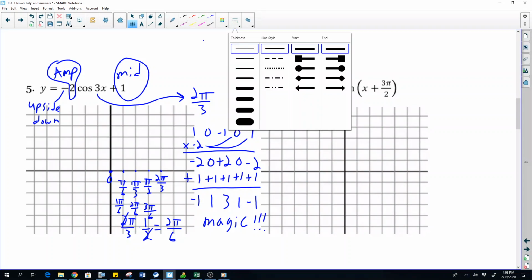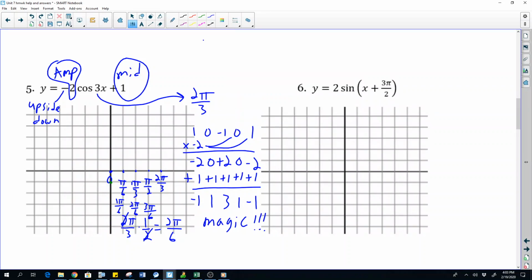Here we go. So we're going to go ahead at 0. We're going to start at negative 1. And then at pi over 6, we're going to go up to 1. Good so far. And then we're going to go up to 3. Good. Back down to 1, and then finish off there at negative 1. So it's an upside down, expanded, shifted period, midline, shifted up 1. Graph. That was intense.